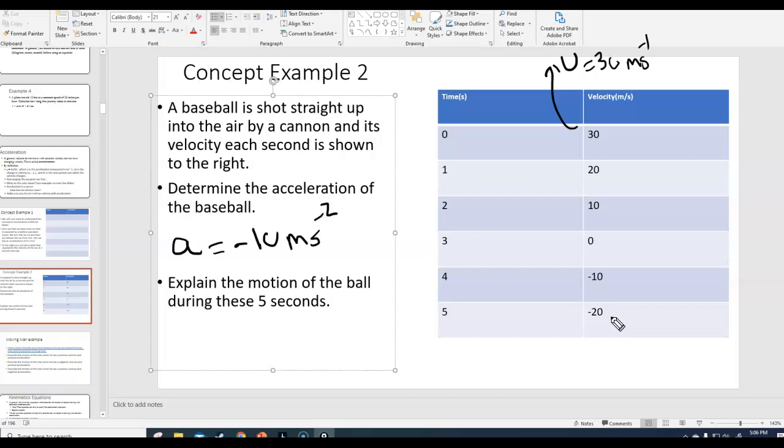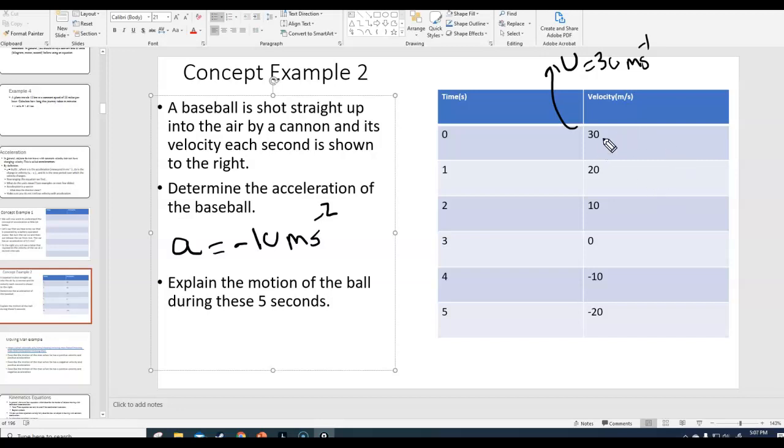Now, what does that negative sign mean? Does that mean that the ball is moving down? No. Remember that acceleration tells you nothing at all about what direction the object is moving or how fast it's moving. For that, you have to look at the velocity. So how would you describe the motion of the ball here?